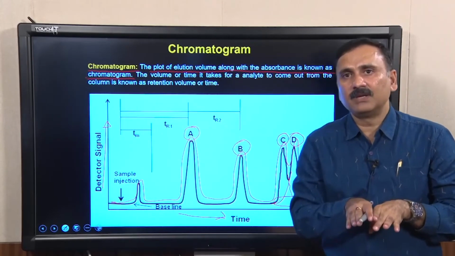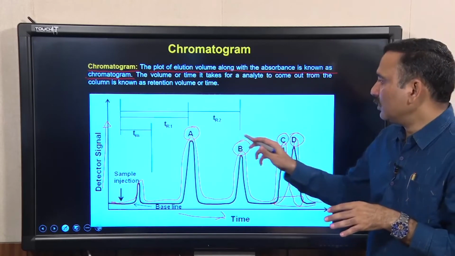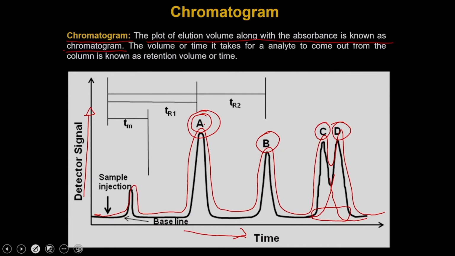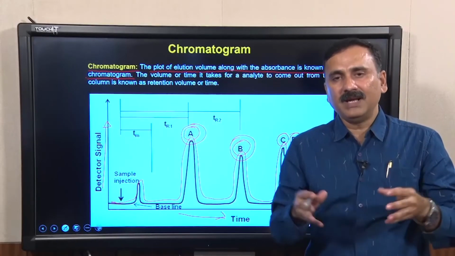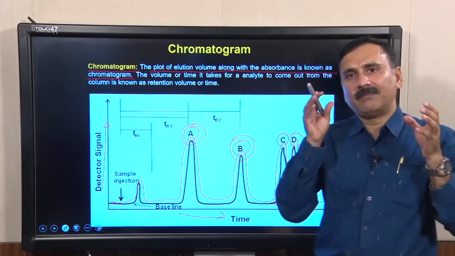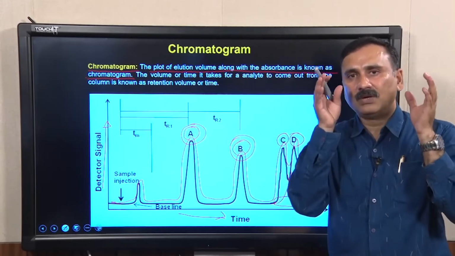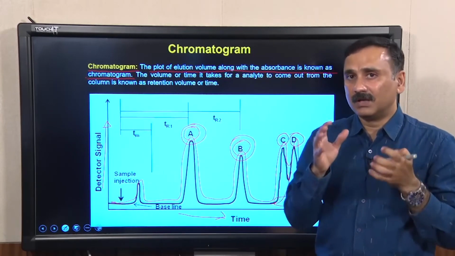And why is it happening so? It is happening because this column is good enough to separate A and B, but it is not good enough to separate C and D, which means the column has a lesser ability to separate peaks C and D. The ability of a column to separate 2 peaks and give you the 2 molecules in 2 separate peaks is known as the resolution.